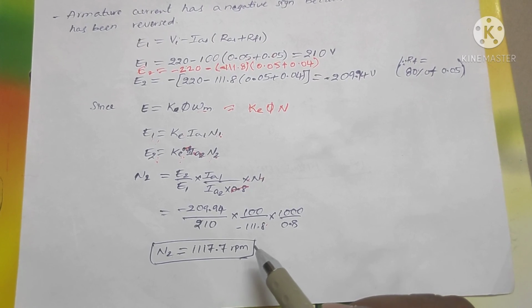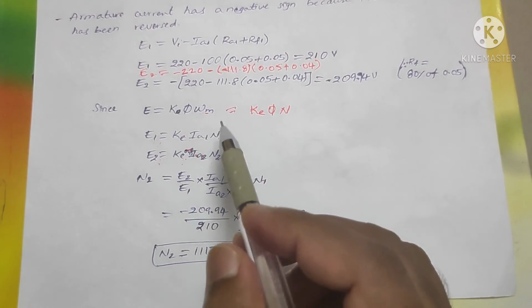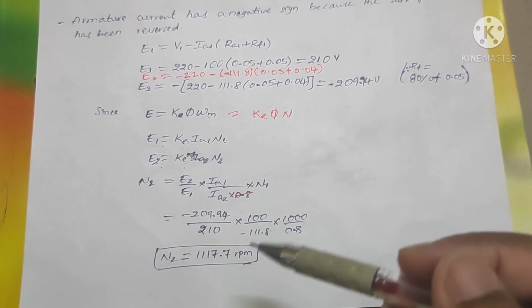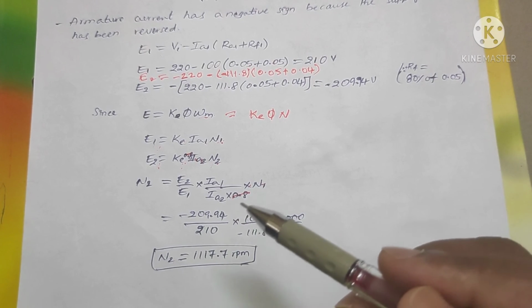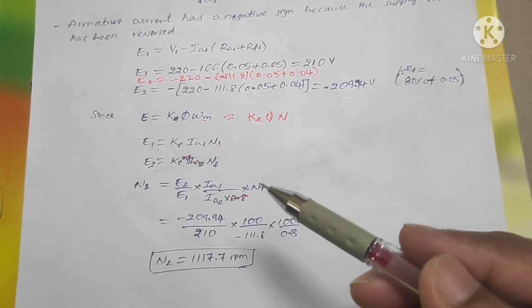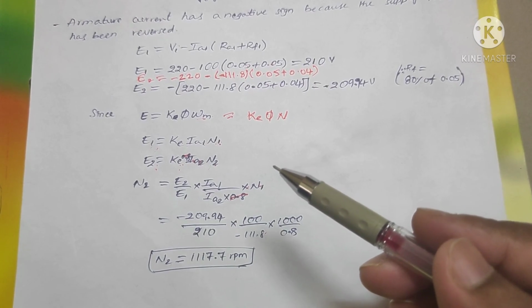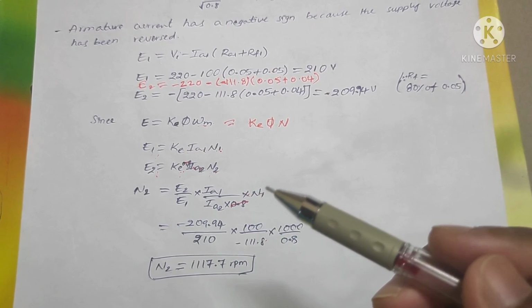Okay, we found the speed at the end. To find the new speed, the basic thing we need to remember is that we need to find the new back EMF. To find the new back EMF, we need to find the new armature current. To find the new armature current, we need to see the conditions mentioned in the problem statement.